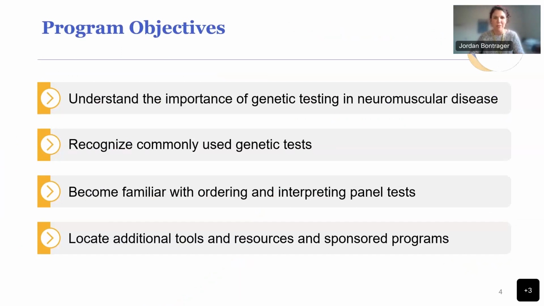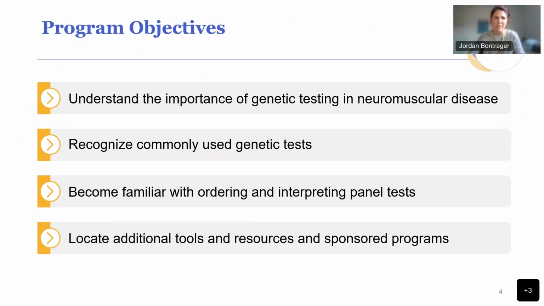As you all know, over the last 5 to 10 years, genetic testing has become much more commonplace in the neuromuscular disease realm. And therefore, we need to feel comfortable with genetic test selection, ordering genetic tests, and interpreting results, all of which hopefully I'll be able to touch upon briefly today.